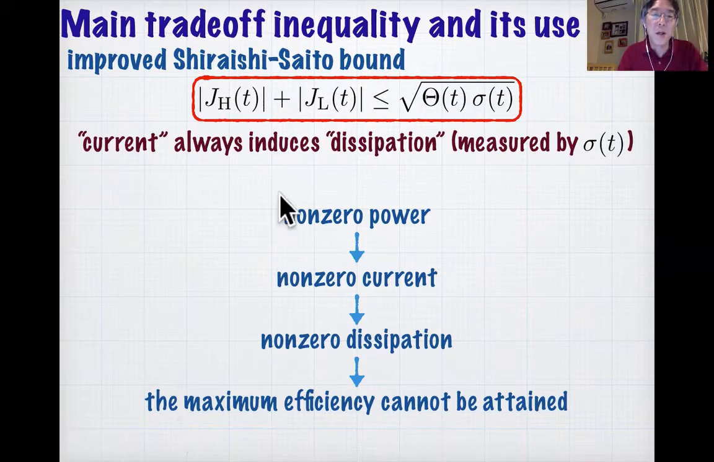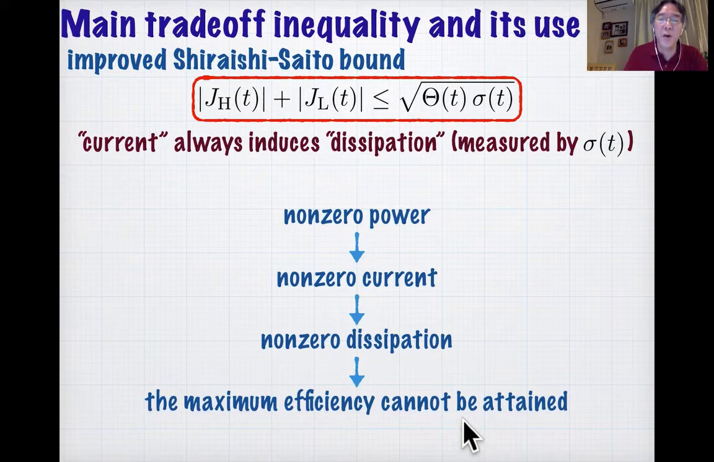So suppose that a heat engine has non-zero power. Unlike in the Carnot cycle, assume that a heat engine has non-zero power. That means you have to have a non-zero exchange of heat current between the engine and the bath. So that means you have non-zero current. But then this improved Shiraishi-Saito bound tells you that there is non-zero dissipation unless this theta is infinite, but this theta is finite. So this means that you must have non-zero dissipation. Non-zero dissipation means that you have some loss, and that means you cannot attain the maximum efficiency.